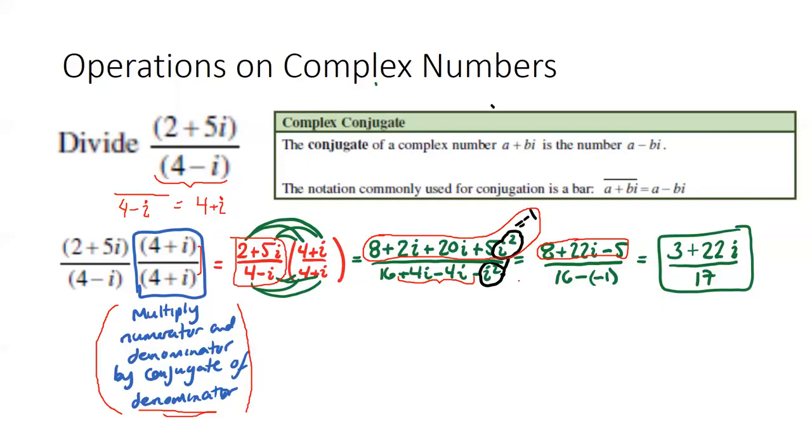Now, we end up with this 16 minus negative i. Great job doing that circle, Ben. And I end up with 3 plus 22i over 17.